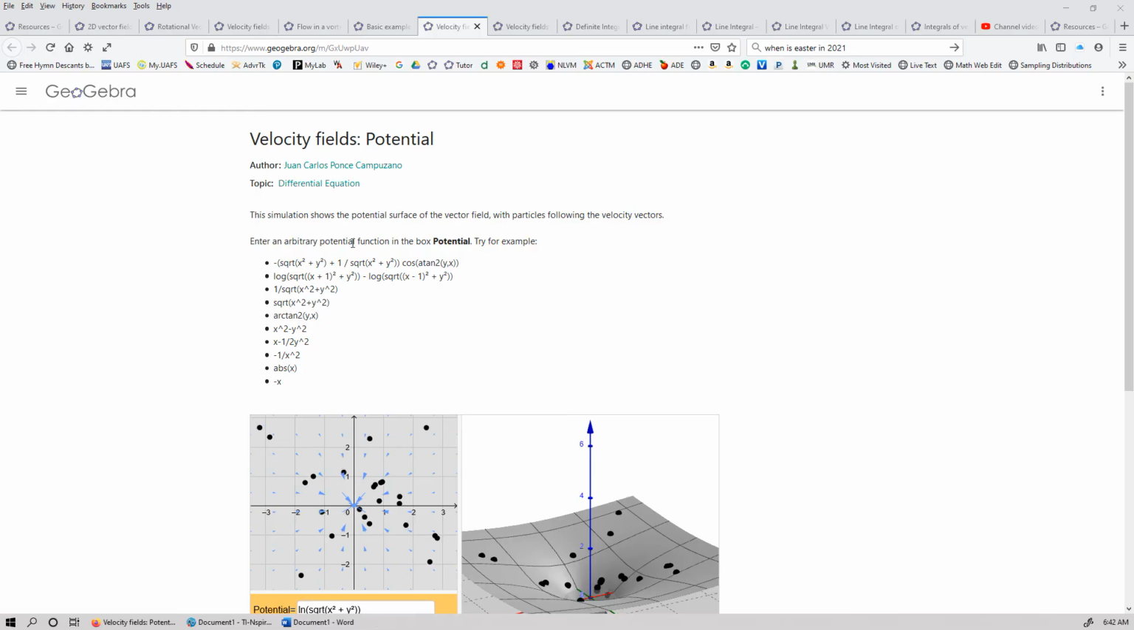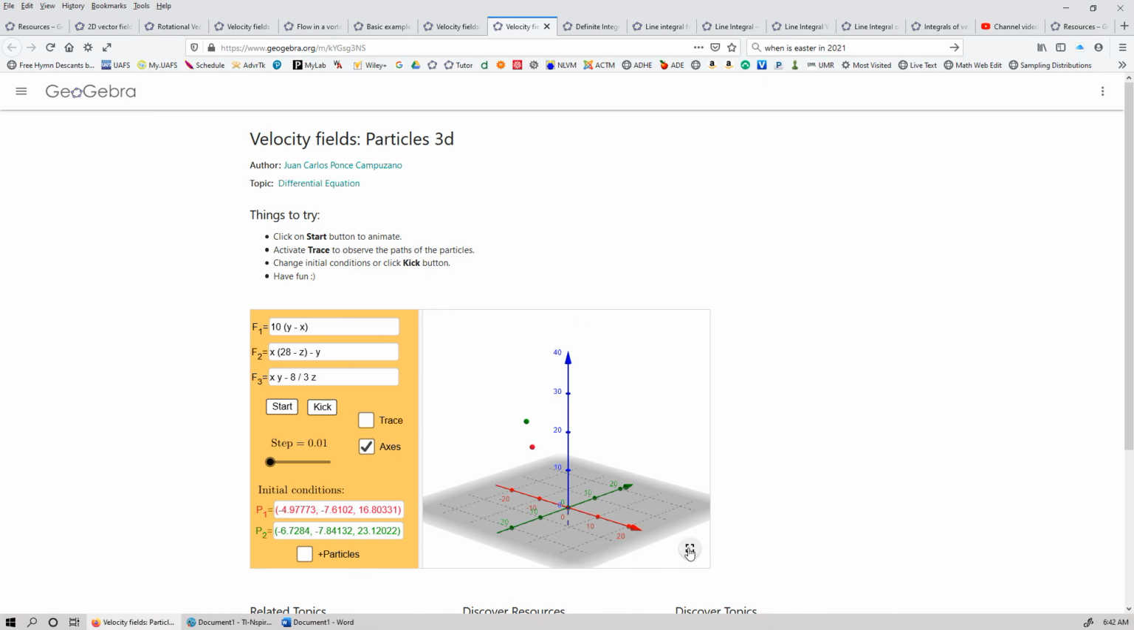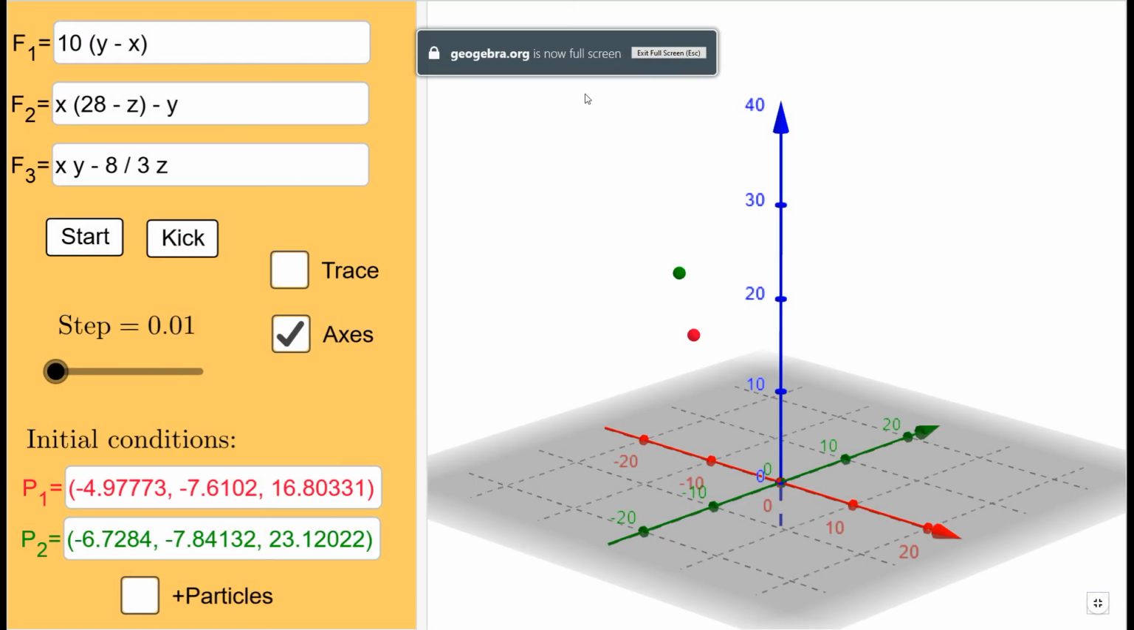Next, let's look at one more example. This is kind of cool. Now let's look at a 3D example. So far we've done all this in terms of flow curves for a 2D vector field. We could have a 3D vector field. And so you're going to have x, y, and z components of your vector field. In this case, the i component is 10 times (y minus x). The j component is x times (28 minus z) minus y. And the k component is xy minus 8 over 3 times z.